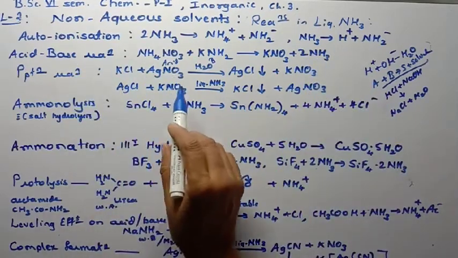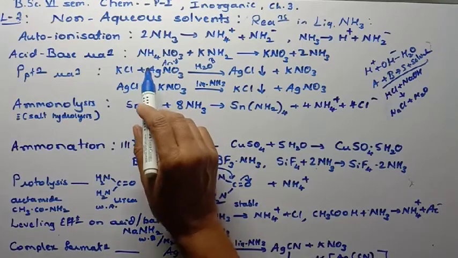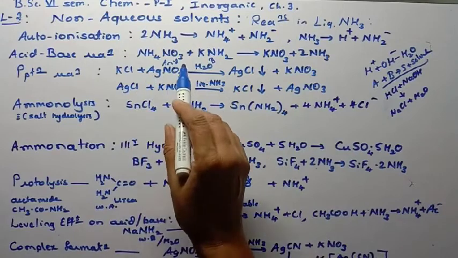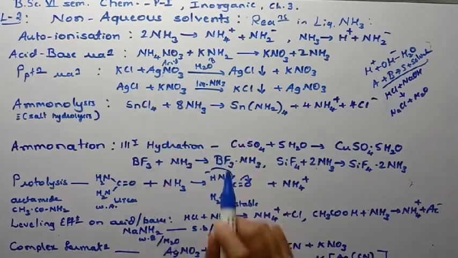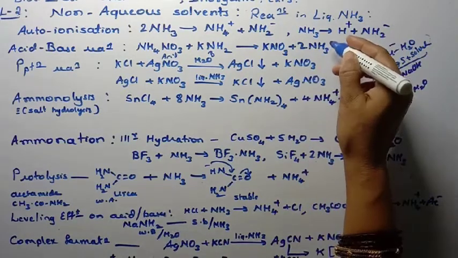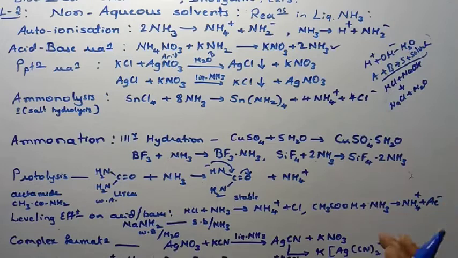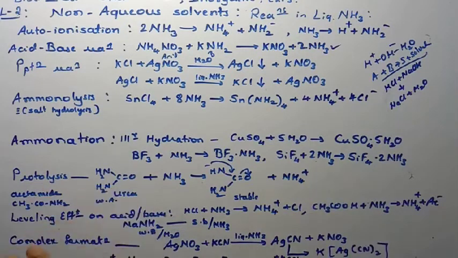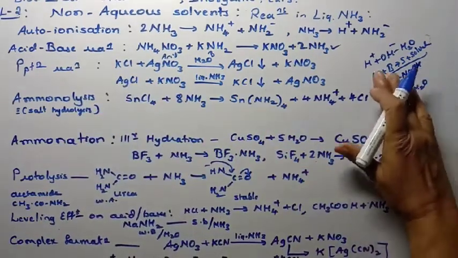So the reaction between acid and base gives salt and solvent even in liquid ammonia. Any amino acid, when it reacts with an amino base, gives salt and solvent molecules. So it is very much similar to what happens in aqueous medium, where any acid plus any base gives salt plus water. Now we'll move on to the next one, the precipitation reaction.